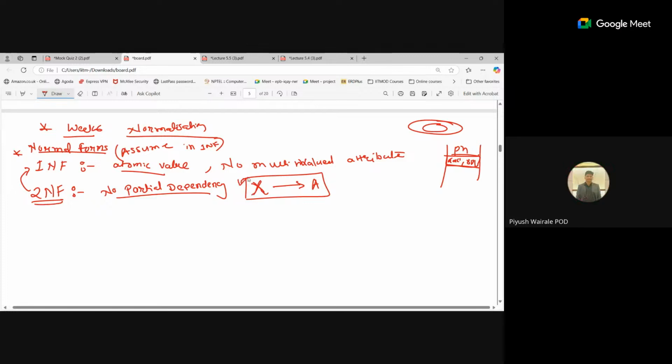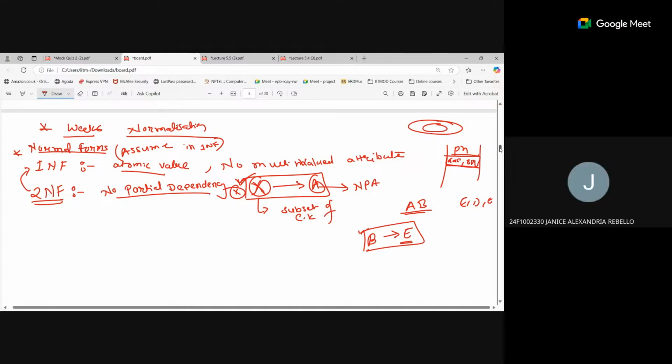So if we have an FD X determines A, where A is a non-prime attribute and X is a subset of a candidate key, then this is partial dependency. For example, we have AB as my candidate key and the rest C, D, E are non-prime attributes. If B determines E is there, that is a subset of a candidate key determining a non-prime attribute. So this will be my partial dependency. There should not be any such case in the relation for it to be in 2NF. So no partial dependency is allowed in 2NF. Okay.